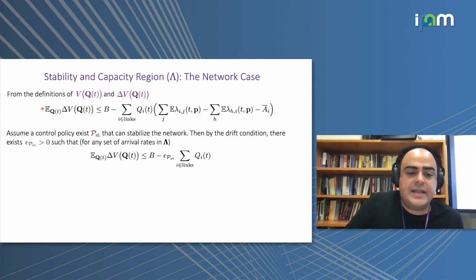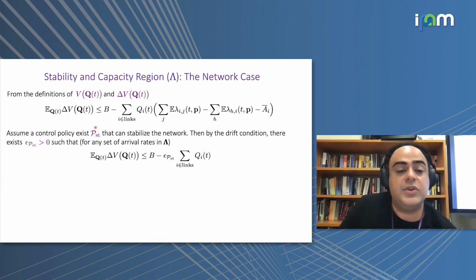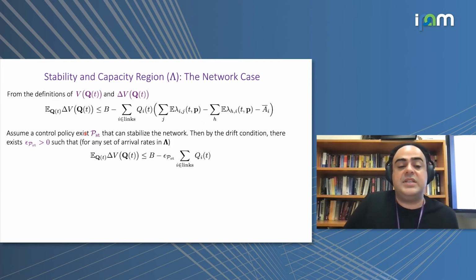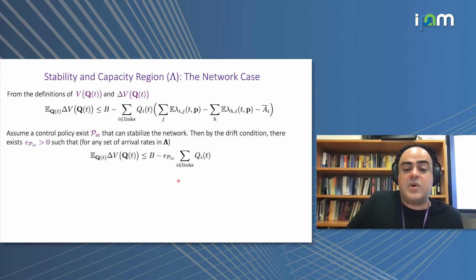Now, let's say that there exists a policy. So there exists some sort of control policy that will stabilize the network. If there does not exist such a policy, then really there's nothing that you can do. But let's say that there is something out there that will stabilize the network. We don't really need to know what it is. We just need to know that it exists, and it can require a lot of information. It can require things we don't want to have to measure. It just has to exist. So if it does, then the drift condition holds because we have this positive epsilon constant that doesn't depend on the arrival rates or the state where this inequality holds.